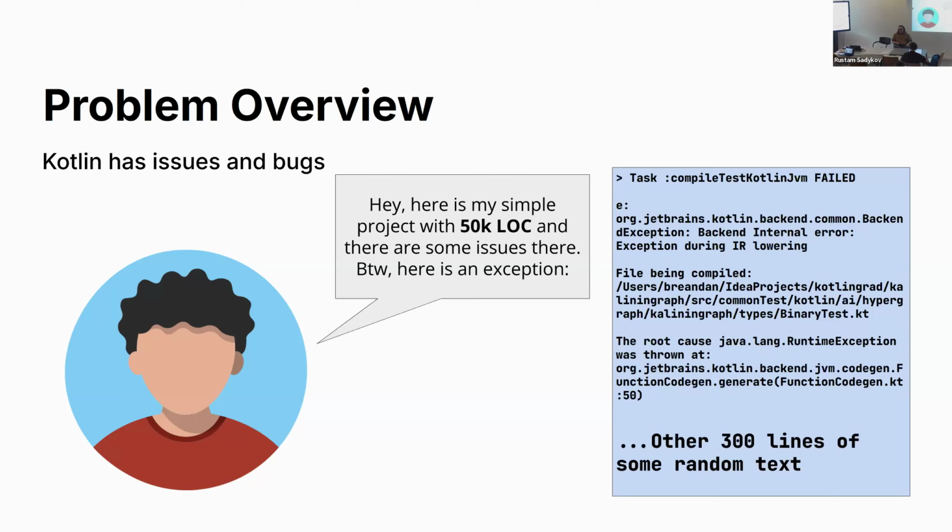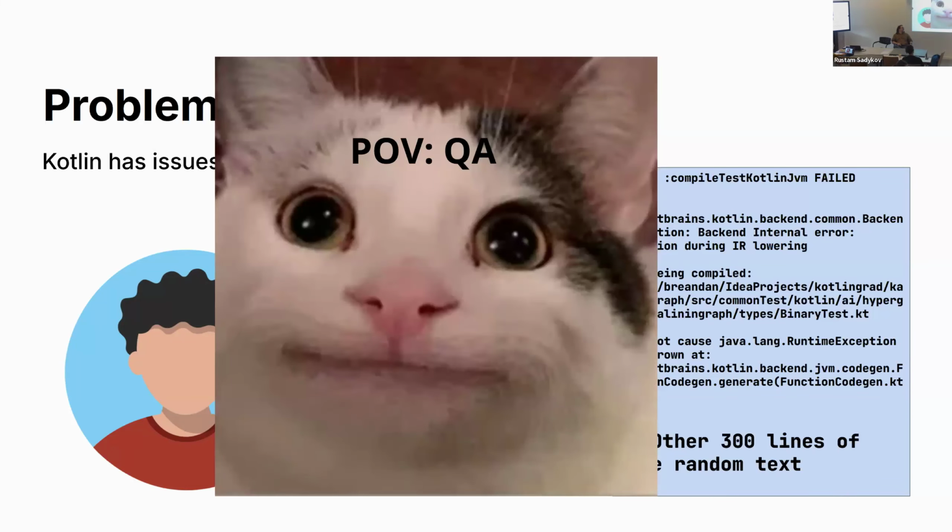And sometimes users come with some reports of these errors. They attach their projects with a lot of code and a lot of different things, settings, and so on, and also attach probably the errors they have met. But since the projects are quite big, QAs look at these projects and they look like this.